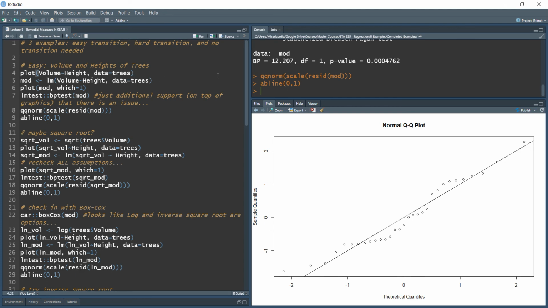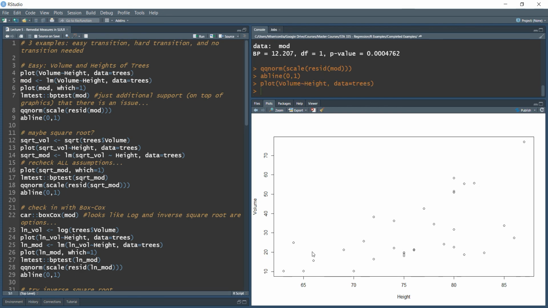Looking at the initial plot of this data, I can see that not only does the variability tend to increase, but it seems like this might have a bit of a positive slope or a nonlinear relationship. Because of this, I might think of the square root transformation. So I'm going to give that a shot. I'm going to make a new variable called sqrt_vol for the square root of the volume, and in that take the square root of the volume of the trees.